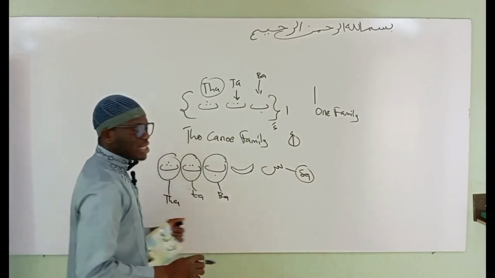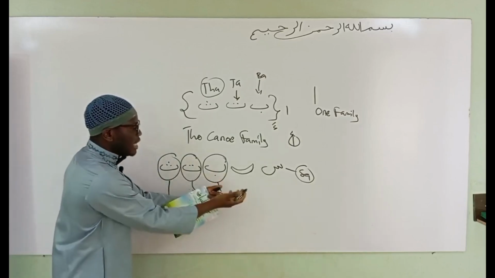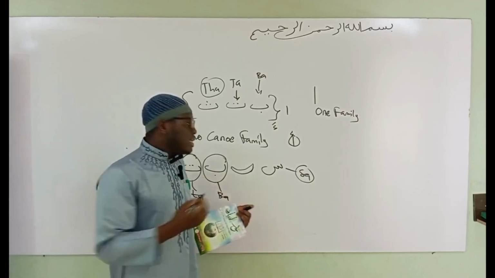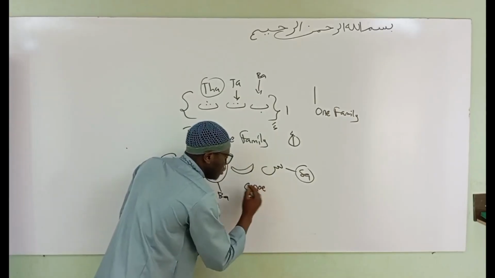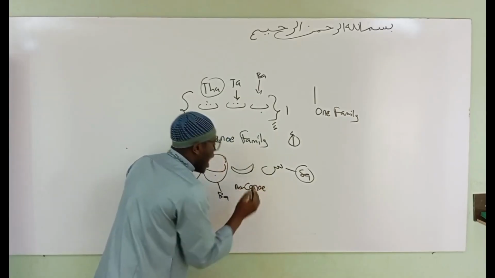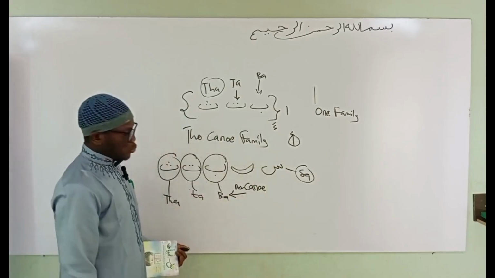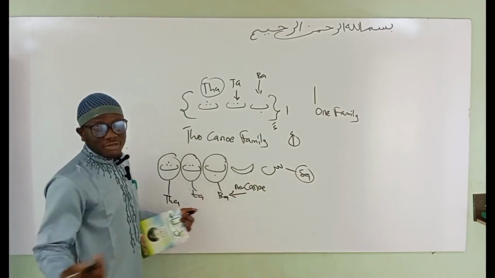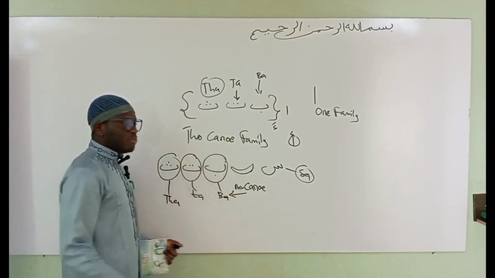So now this is how we came about the Kenu family. The name of the family, this is Mr. Kenu. And here are the children of Mr. Kenu. Here we have Ba, which is the firstborn. We have Ta, which is the secondborn, and we have Tha, which is the thirdborn.